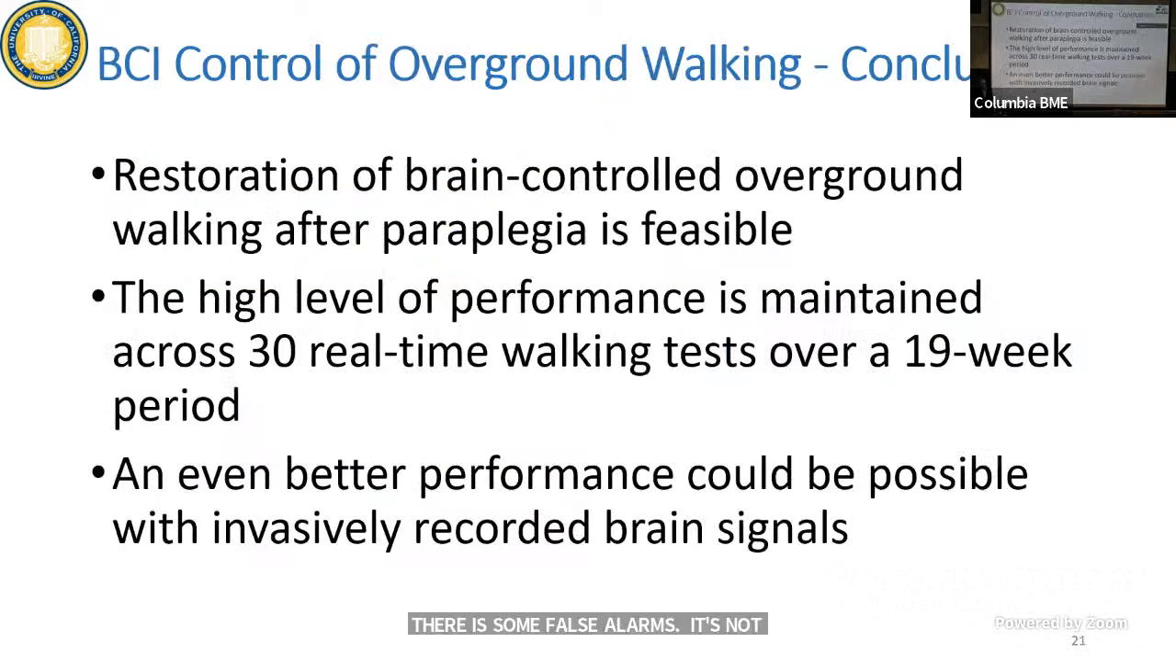So in conclusion, restoration of brain-controlled overground walking after paraplegia is feasible. The high level of performance is maintained across 30 real-time walking tests over a 19-week period. And even better performance could be achieved using invasively recorded brain signals.